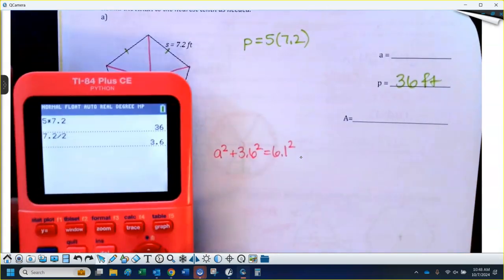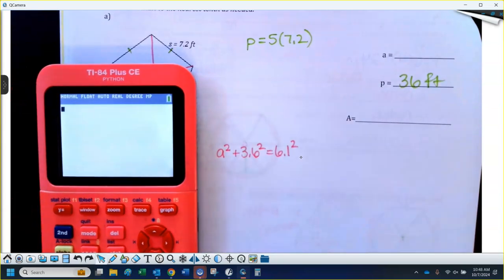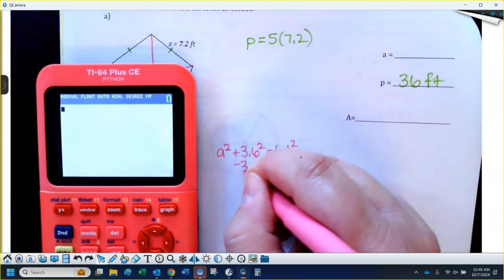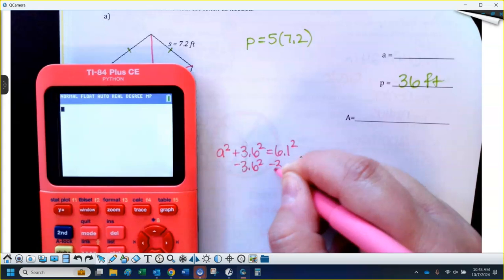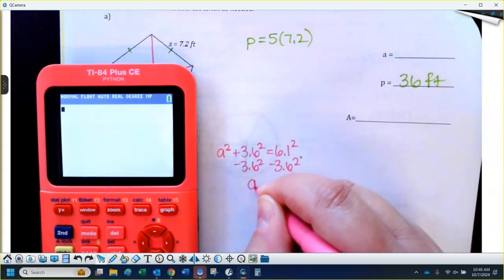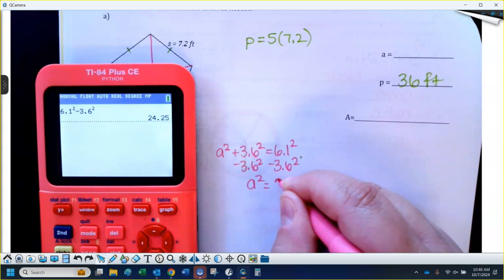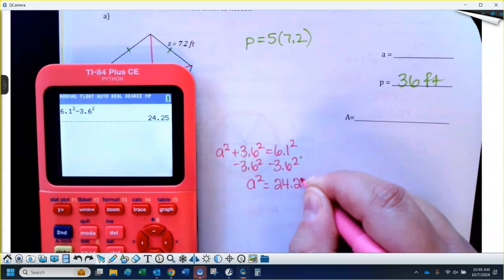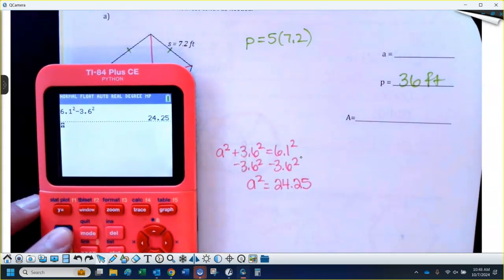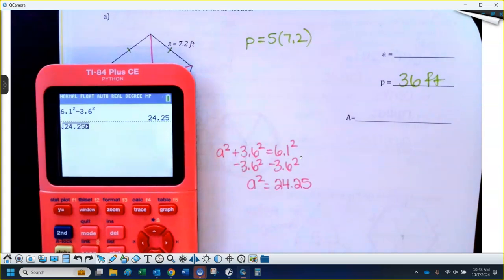Okay, now this is where I'm going to get into talking about how to do the exact answer. So I'm going to subtract 3.6 squared from both sides to get the a squared. So I'm just doing 6.1 squared minus 3.6 squared. And this does not give me a nice number, but that's okay. 24.25. Now, if you take the square root, I'm going to show you this on my calculator just so you can see. If you take the square root of a number that's not a perfect square, you're going to get a garbage decimal.